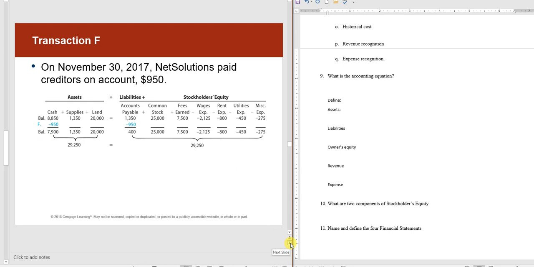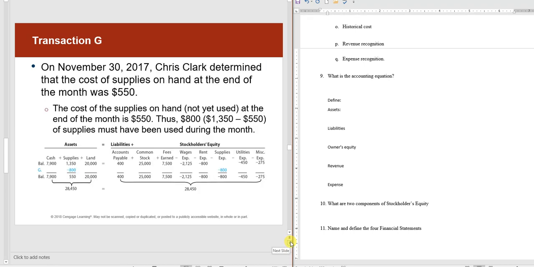I paid creditors on account $950, so I got rid of cash, and my running total of how much I owe people is going down also. So I owed people $1350, now I paid them $950, so now I only owe them $400. So again, my assets equal my liabilities and owner's equity. And down here in total, my assets equal my liabilities and owner's equity.